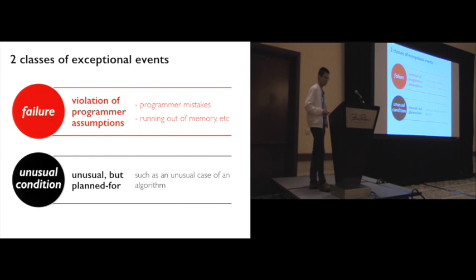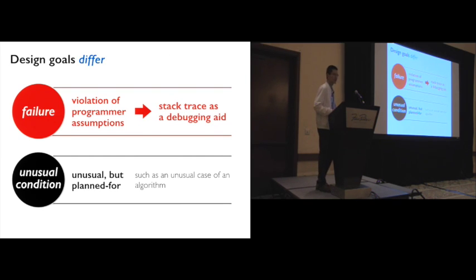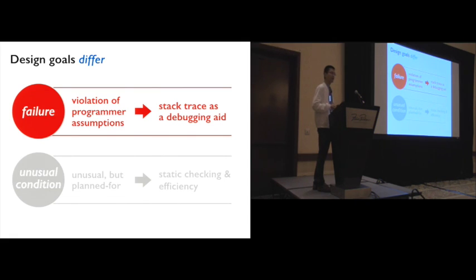case of an algorithm. For failures, the programmer needs the ability to debug the stopped program to discover why the failure occurred, so a stack trace would be helpful in this case. For unusual conditions, since they are unusual, it is important to have static checking that checks the programmer does not forget to handle them. And since they are planned for, throwing and catching exceptions should be fast. The focus of this talk will be about unusual conditions, but as a warm-up, let's first take a quick look at the failure events.